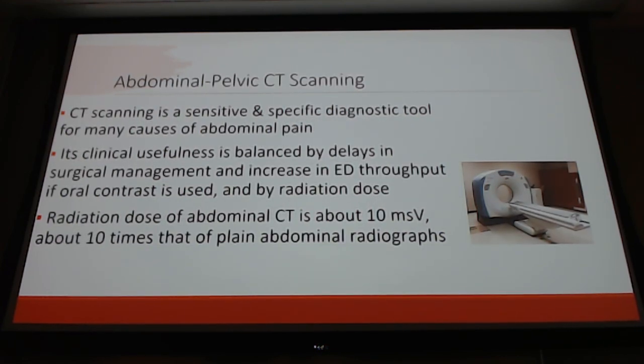CT scans are useful, but keep in mind they can cause some delays, though they increase the throughput, especially if we're adding contrast. There are only certain times that we add oral contrast. You make a decision between IV contrast or not. A regular CT scan with no contrast is going to be for kidney stones. CT scan with IV contrast can be for everything else, and then we have to upgrade it to oral, probably because we're dealing with a bariatric patient.